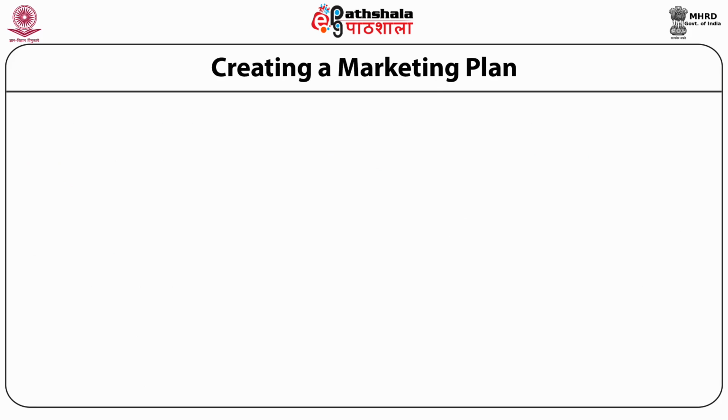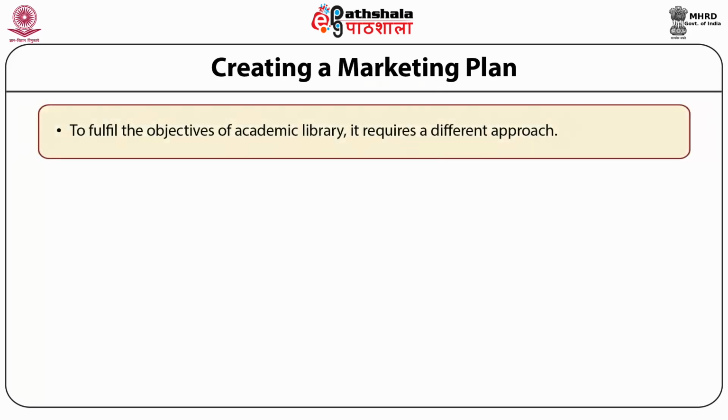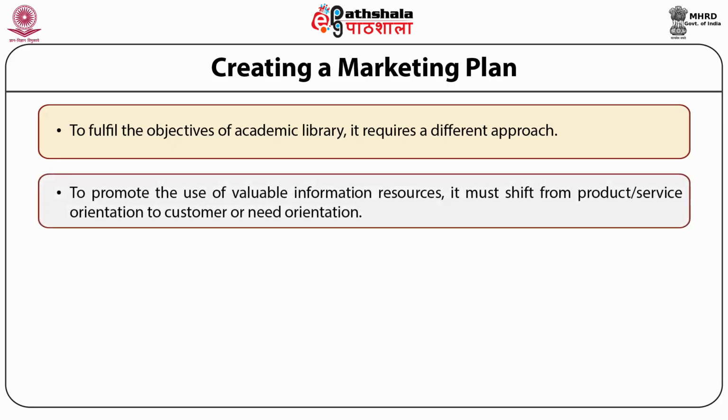The librarian can go for creating a marketing plan. To fulfill the objectives of the academic library, it requires a different approach. To promote the use of valuable information resources, it must shift from product or service orientation to customer or need orientation. This needs attention from the library professionals that the user is the king. And the five laws of library science revolve around the user, so that every activity, process, service, and product should be designed and meant for the benefit of the user.